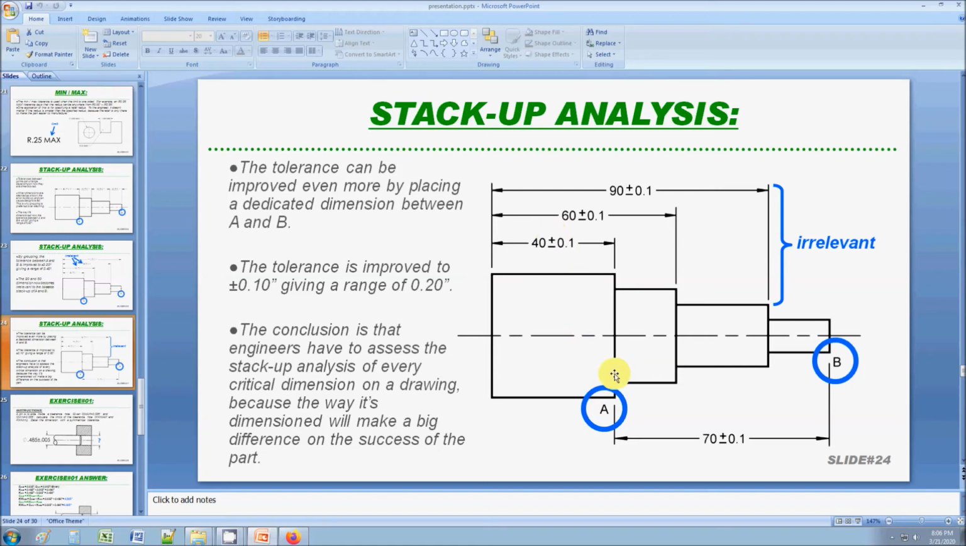But the thing you have to realize is you have to understand the application. Only when you understand the application can you figure out how to dimension and put dedicated dimensions like you see here. So my rule of thumb is to first figure out your reference point, group everything to a reference point, and then if you have any critical dimensions, bypass the grouping and put a dedicated dimension where it's needed. You may be asking, what do you mean by critical dimension? Well, for example, you may have something that slides in here, maybe a key or a keyway, and if it's not the right size, if the tolerance is out, it's going to interfere and it's not going to fit properly.